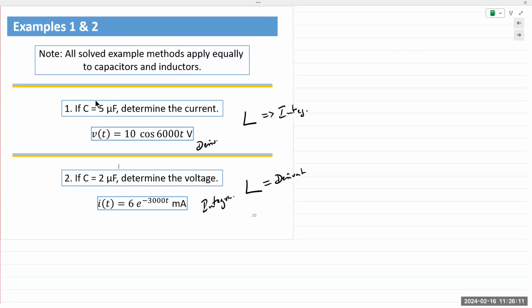For an inductor, if I of t is given, you simply do L di over dt, perform a derivation, multiply with the inductance, and you have your inductor voltage. If you want to find the inductor current, then you perform an integration. So again, all solved examples apply equally to capacitors and inductors, except the approach would be flipped.